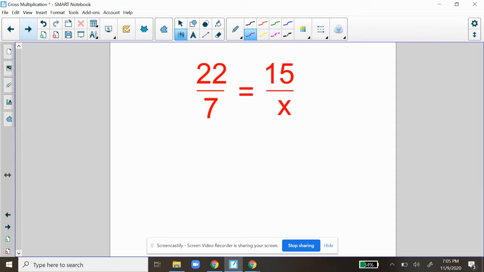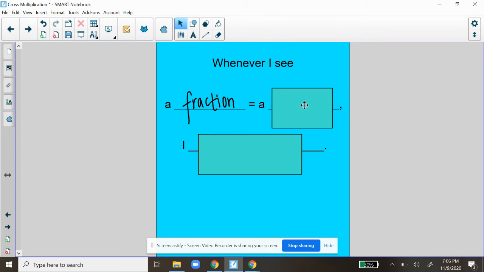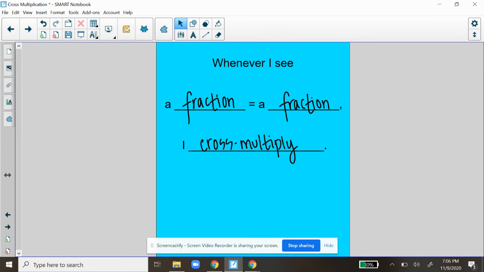But what happens when it's not as simple as this? There isn't an easy relationship to see between the 22 and the 15, the 22 and the 7, right? It's not easily identifiable. So we have to figure out what to do in this situation. And so here's what we do. I want you to think about how you might fill this in. All right, here's what you're going to do. If you see a fraction equals a fraction, then you're going to do something called cross multiply. So here's what I mean by that.